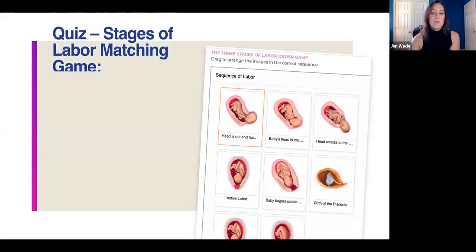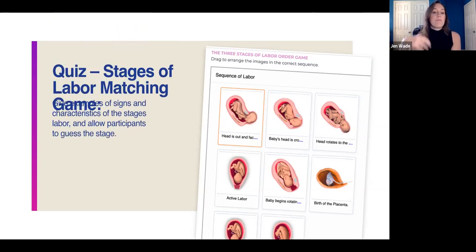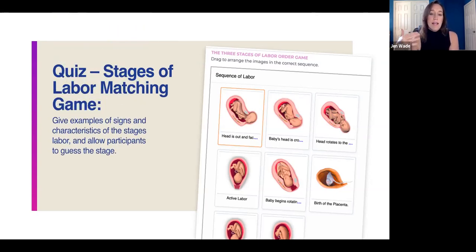You can also do stages of labor matching. You can give an example of a sign or a characteristic of a different stage or phase of labor and allow them to guess what that is. So maybe you say something like, contractions are 10 minutes apart, very mild, and I'm able to eat and smile at a funny joke. What stage of labor am I in?